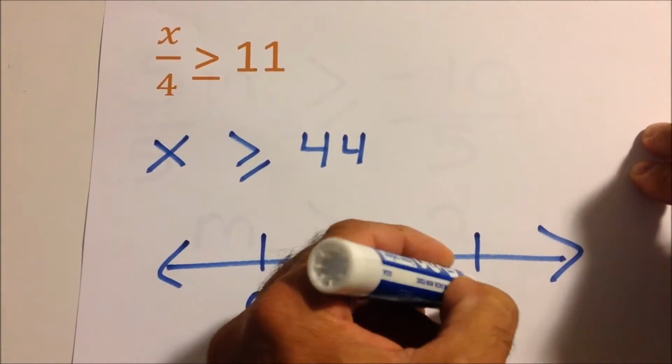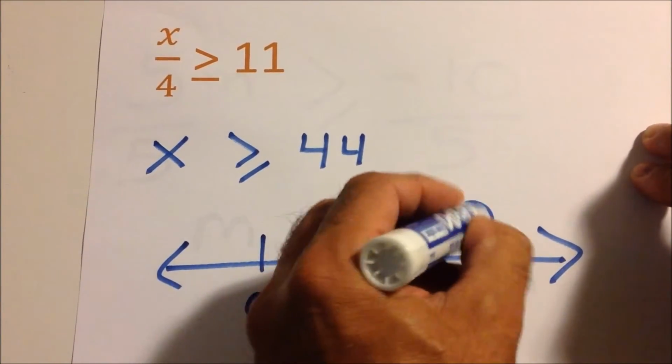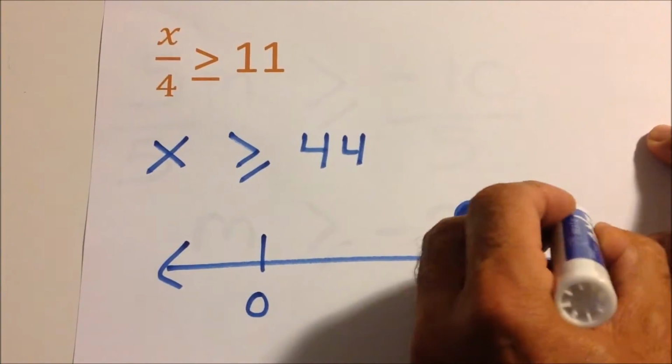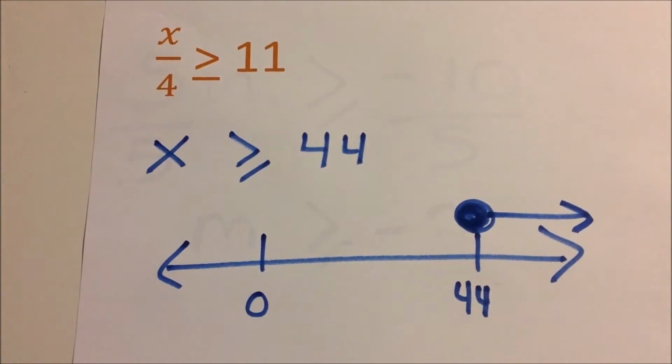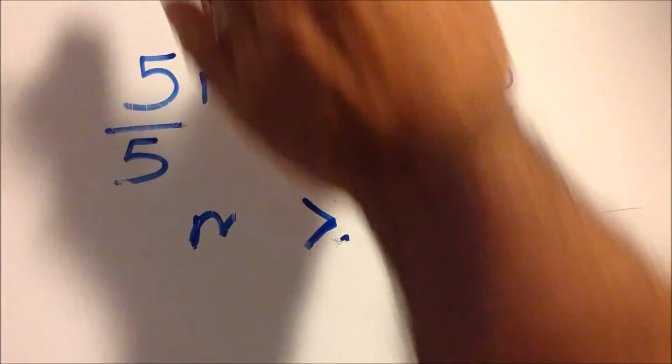Put 44 there. Circle it in because x, it says, could be equal to 44 or greater, and there's our line. Okay, let me give you one. Let's see if you can do this one by yourself.